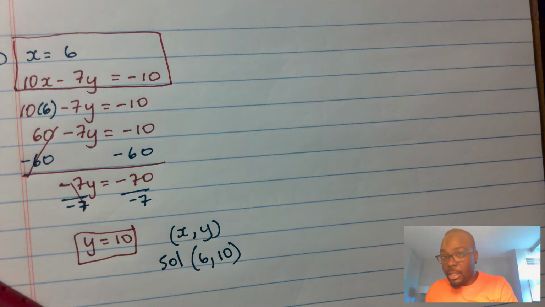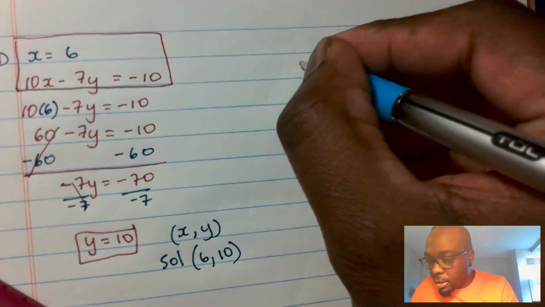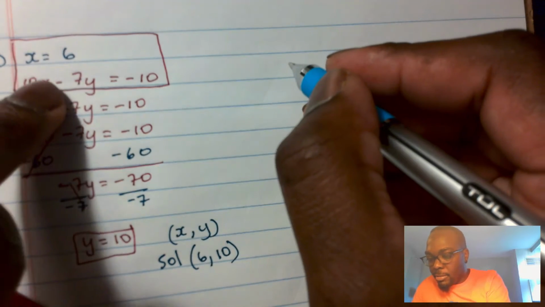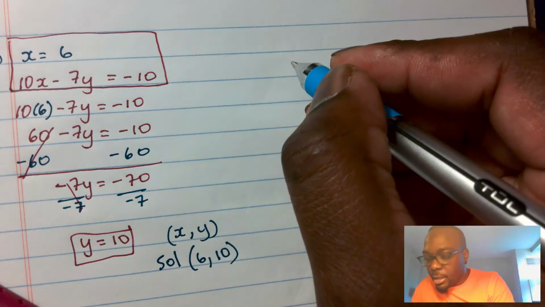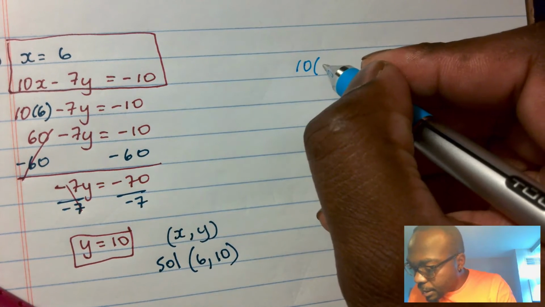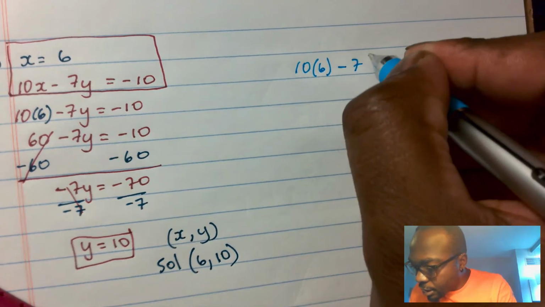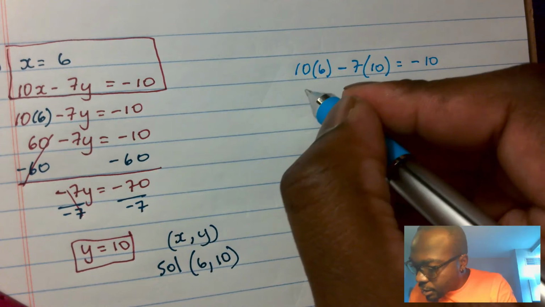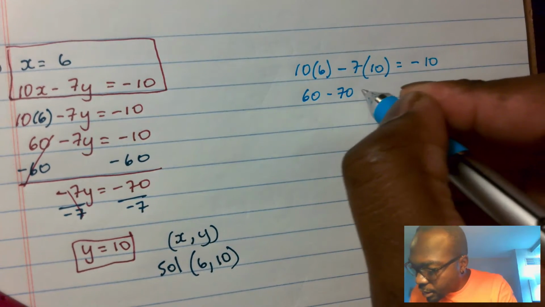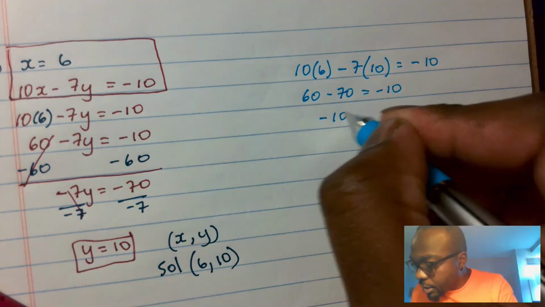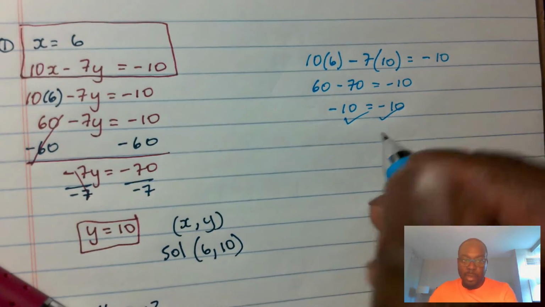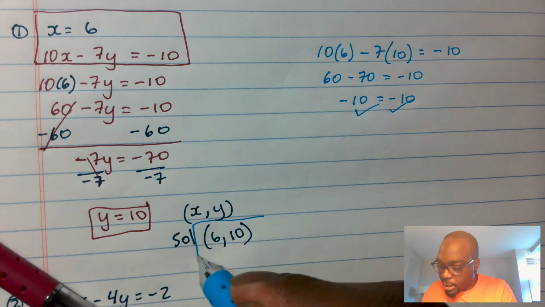So what I'm going to do is go through the second equation. I'm going to rewrite this second equation, but wherever I see x and y, I'm going to replace it with these values. So I have 10 times x, which is 6, minus 7 times y, which is 10, should give me negative 10. So I have 60 minus 70 is equal to negative 10. Negative 10 is equal to negative 10, and this confirms that it is true. So again, this is what you're going to plug into IXL.